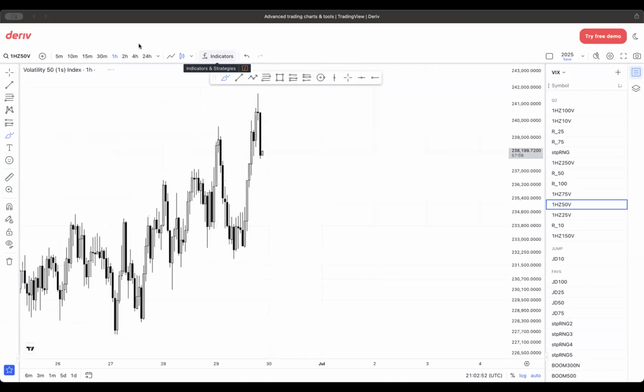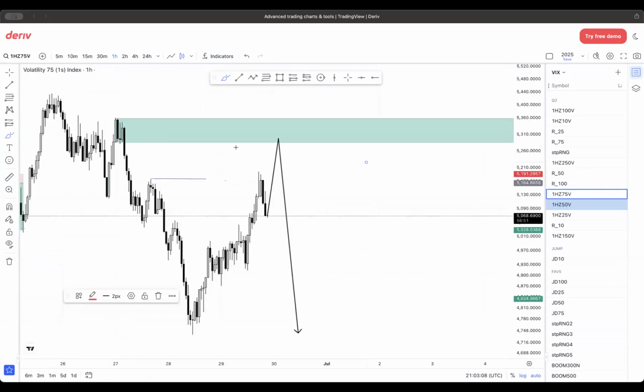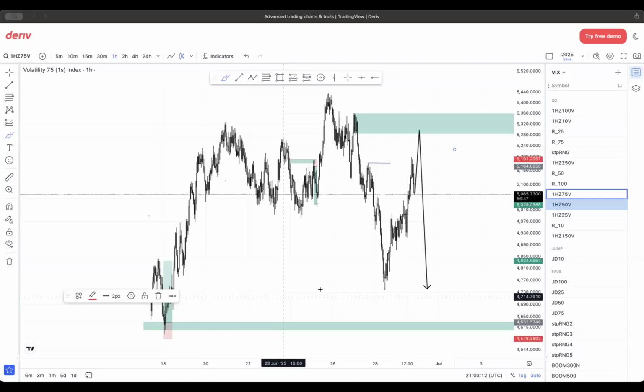Someone said Kirimal is on V75s. Let's check. Is it a buy Kirimal? Let's check the buy Kirimal we have on V75s. So we are almost running out of time. Where is the buy Kirimal? Okay, I think it should be on the lower time frame.